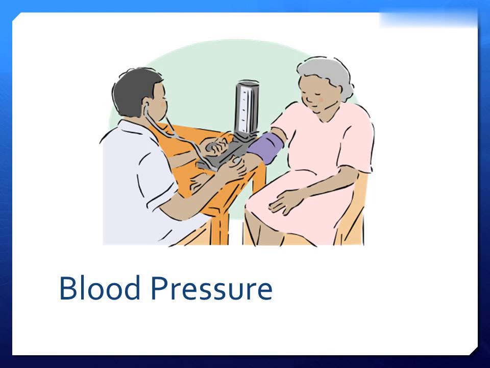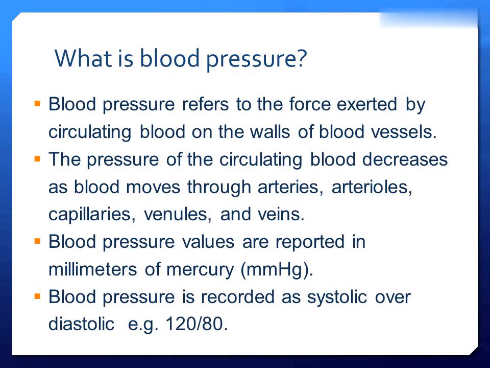Blood pressure. What is blood pressure? Blood pressure refers to the force exerted by circulating blood on the walls of blood vessels. The pressure of the circulating blood decreases as blood moves through arteries, arterioles, capillaries, venules, and veins. Blood pressure values are reported in millimeters of mercury, mmHg. Blood pressure is recorded as systolic over diastolic, for example 120/80.